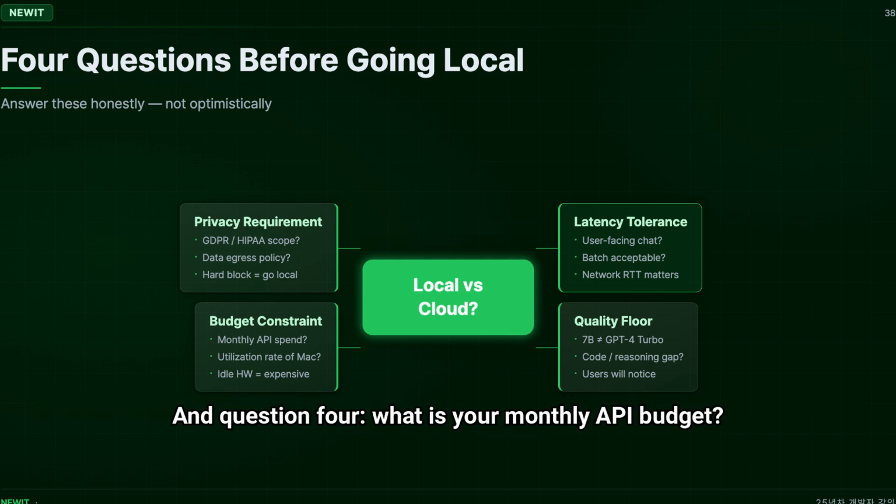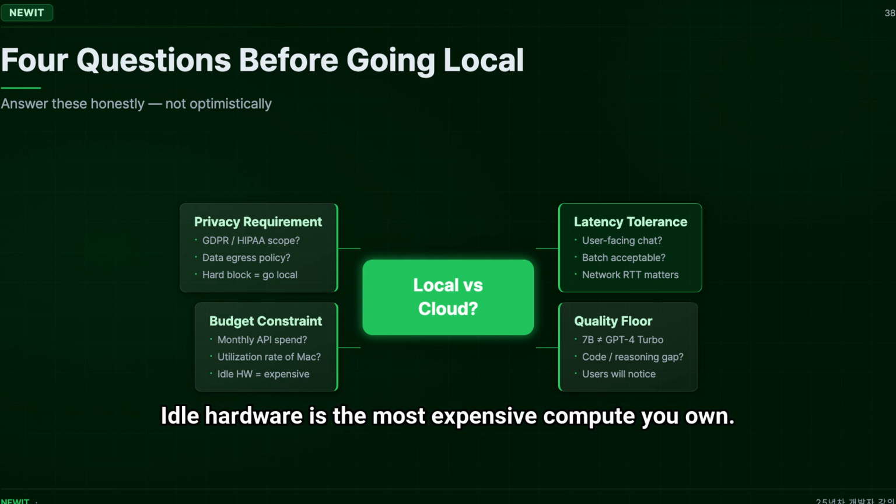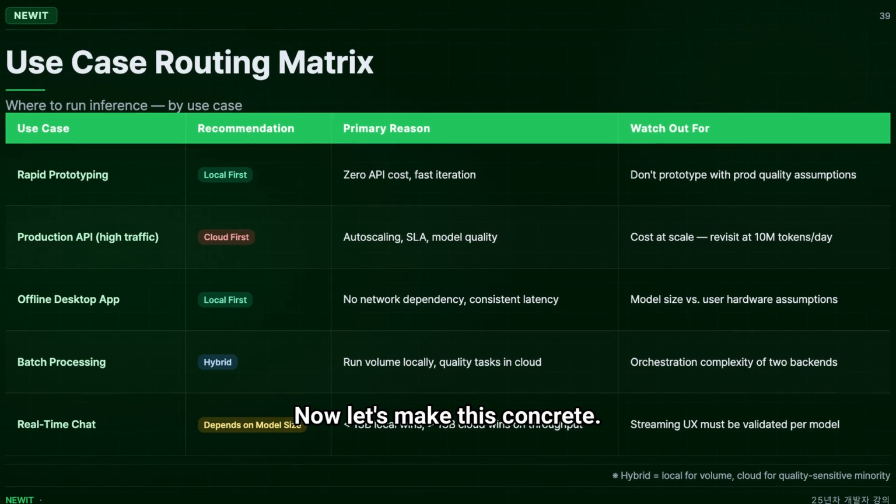And question 4. What is your monthly API budget? At scale, the math can flip dramatically, but only if your Mac is actually being utilized. Idle hardware is the most expensive compute you own. These 4 questions form the compass for every routing decision we'll see in the next scene. Now let's make this concrete.